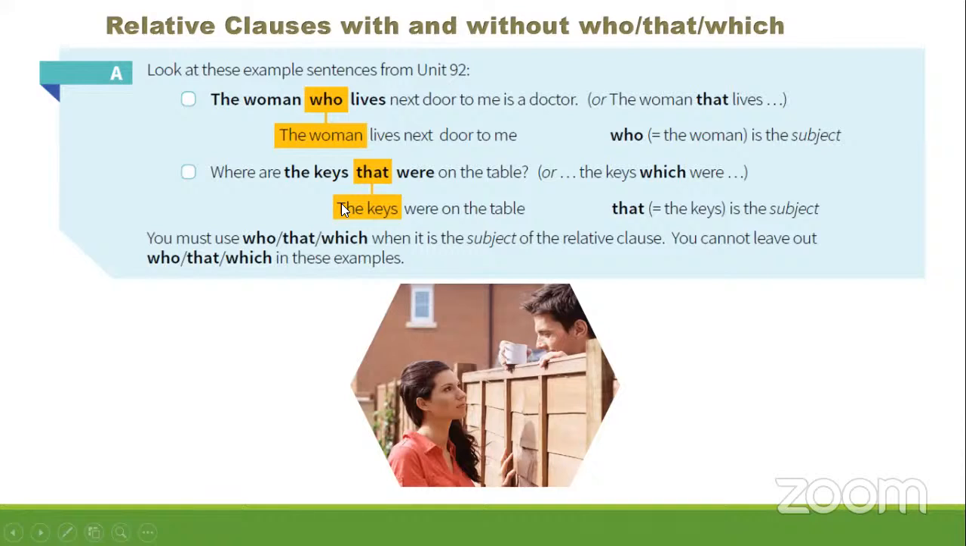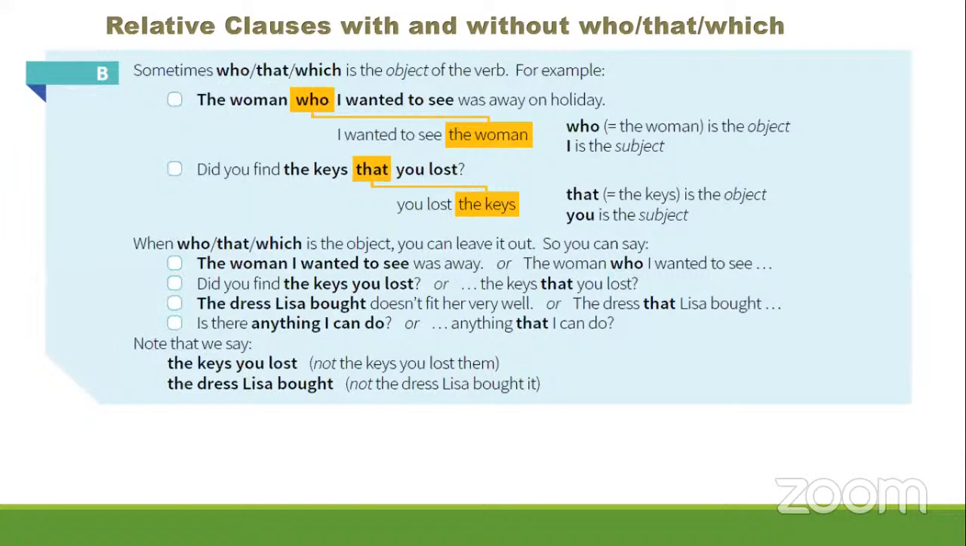Where are the keys that were on the table? The keys were on the table, right? And the keys which were, or that were on the table. It's possible to use that. So also, it is possible to change. The woman who I wanted to see was away on holiday. I wanted to see the woman, right? It's not necessary to use who. And did you find the keys that you lost? And the meaning of that is you lost the keys.